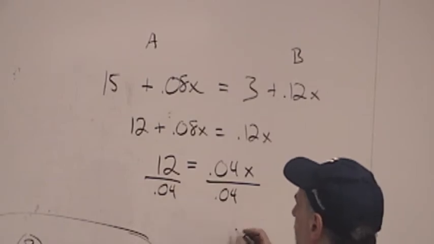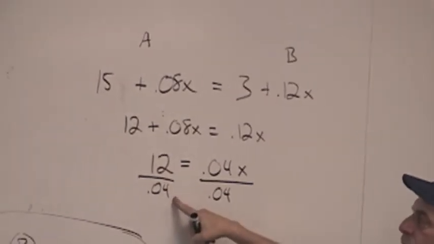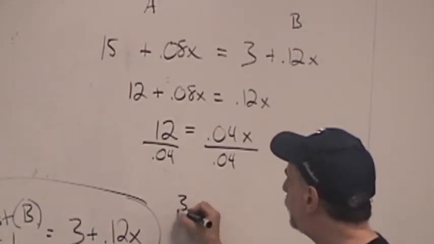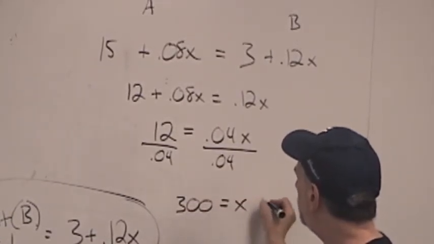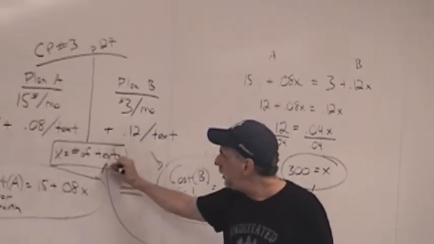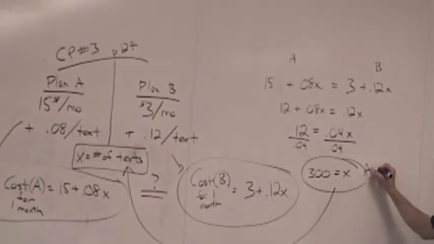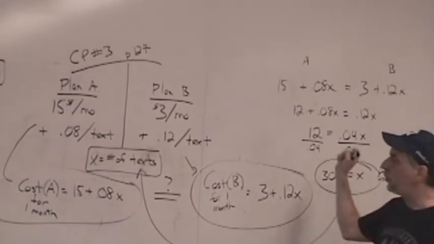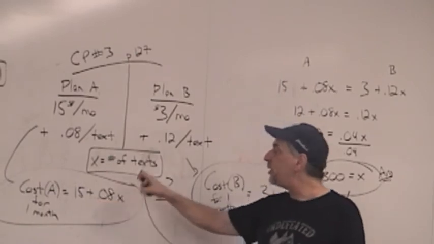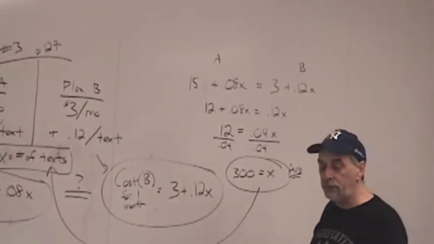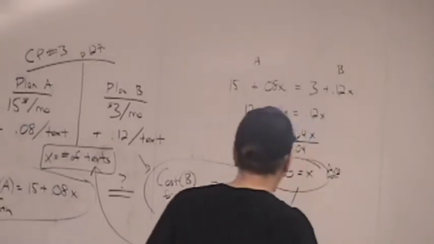Be careful with your decimals here. 12 divided by 4 is 3, but we got a hundredth here, so we're going to get 300 equals x. So the number of texts that make the plans equal are going to be 300. Again, you can check this, put 300 into this cost, make sure it's the same as when you put 300 into here for this cost. And that'll prove that you've done it correctly.